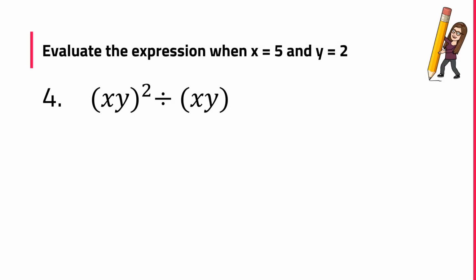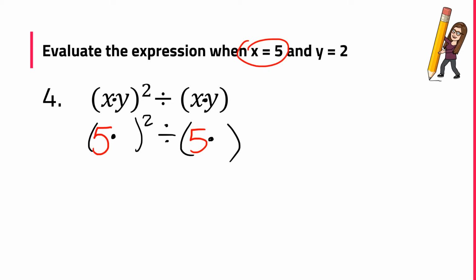Example 4. First, I'm going to write everything for numbers and symbols down. That xy means there should be a dot here. All right, let's start replacing. Instead of x, this one says to change all the x's to 5s. And this example says to change all the y's to 2s.